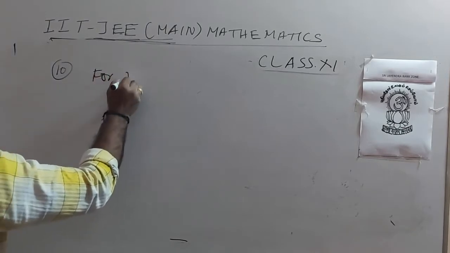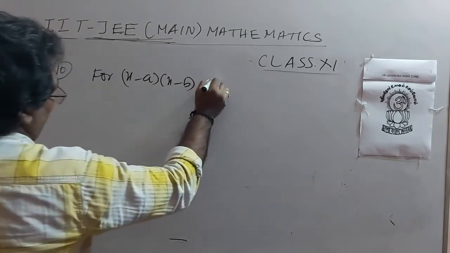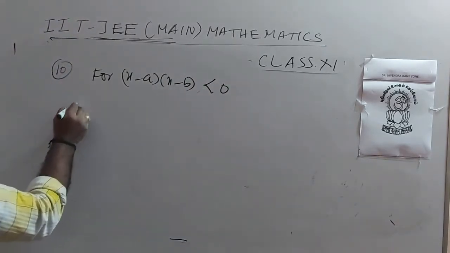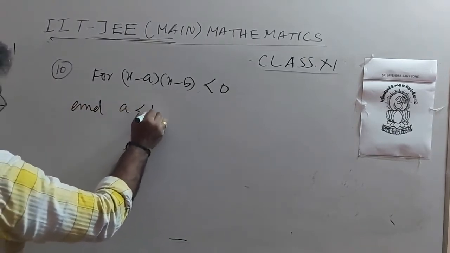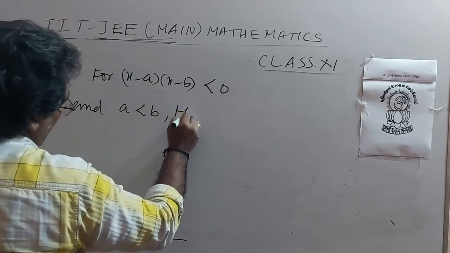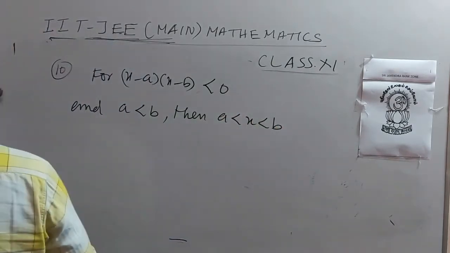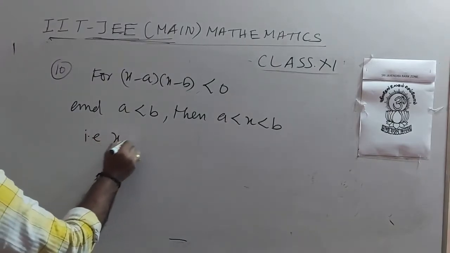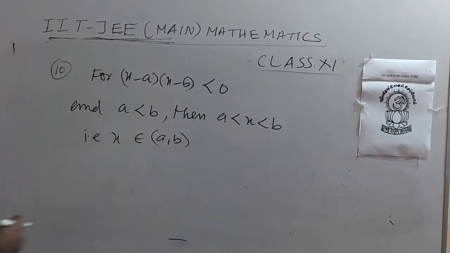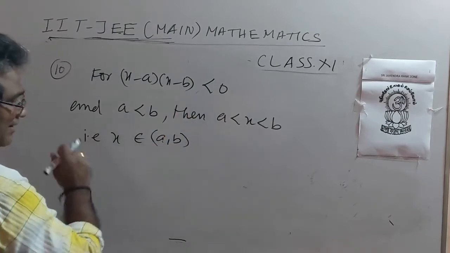For x minus a into x minus b less than 0, and a less than b, then a is less than x less than b, so x belongs to the open interval a comma b. If x minus a into x minus b is less than 0, it means x lies between a and b.